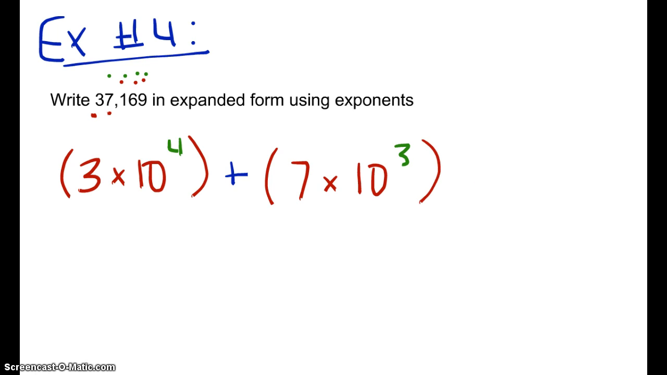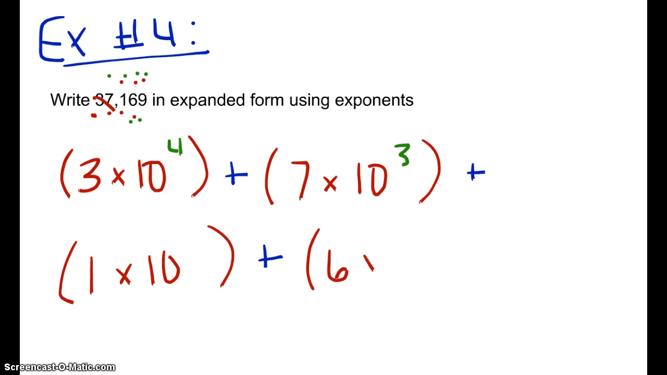Plus, now that I'm done with 7, I can almost even cross those out if I want. I move on to the 1. 1 times 10. I figure out my power by counting how many numbers after it. There are 2. So it becomes to the 2nd power. End parentheses, plus sign. Then I move on to the 6.